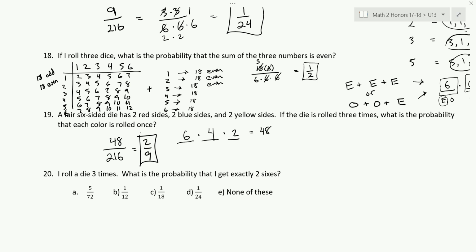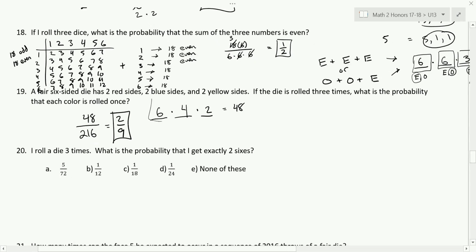Did anybody try a different way? Here's another way. If you didn't think through this, you could have listed out, well, I can get a red, blue, yellow, and if I get it in that order, how many reds are there? 2. How many blues are there? 2, right? And how many yellows? 2 options. But then I could rearrange this, just like I gave you 3 letters before. How many different ways can you arrange? How many new words can you make with 3 letters?